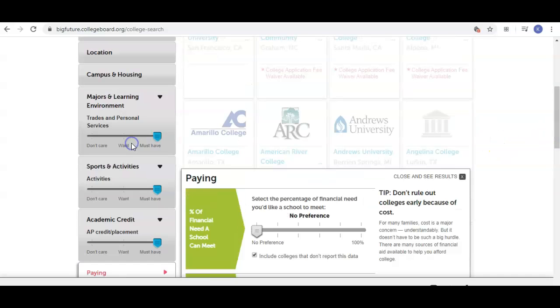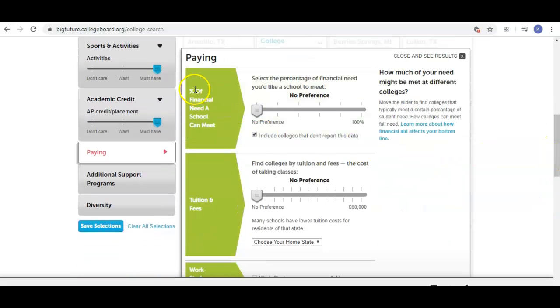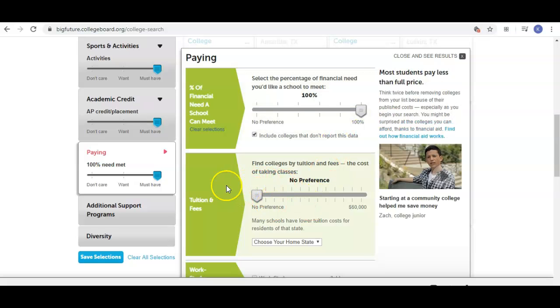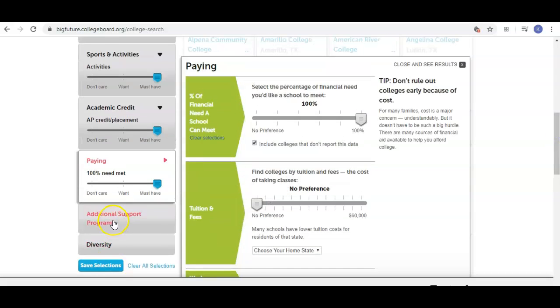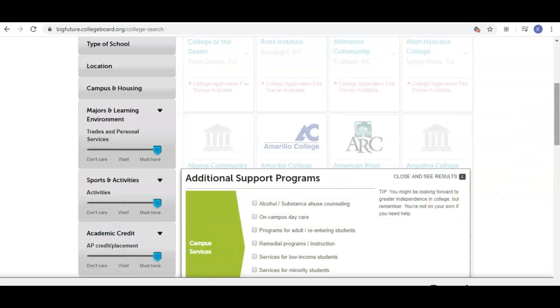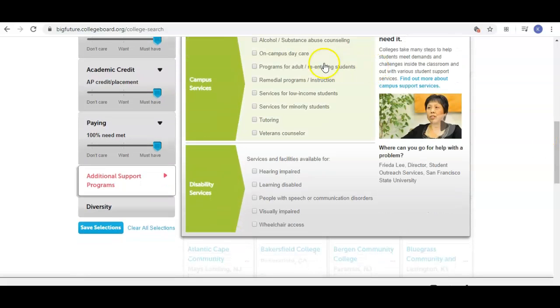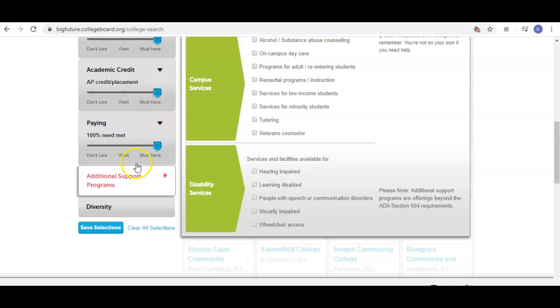Paying, we're going to talk more about this later on. I'm not sure if it's next week or past that. But when it says 0% of financial need a school can meet, some schools try to meet 100% of financial aid. And then tuitions, don't really mess with this. I'll explain why later. Okay, and then additional support programs. So if there's something that you need in terms of counseling, or there's one with daycare, that's great. If you have your own personal impairments, you click around that.